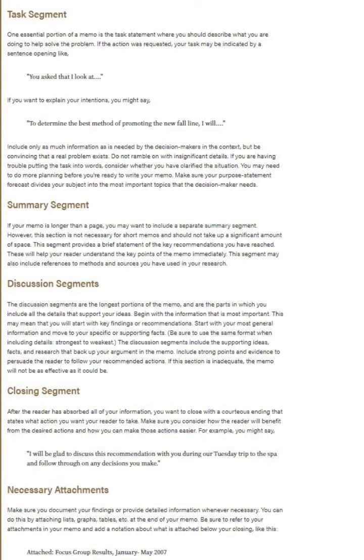How about the summary segment? If your memo is longer than a page, you may want to include a separate summary segment. However, this section is not necessary for short memos and should not take up a significant amount of space. This segment provides a brief statement of the key recommendations you have reached. These will help your reader understand the key points of the memo immediately. This segment may also include references to methods and sources you have used in your research.